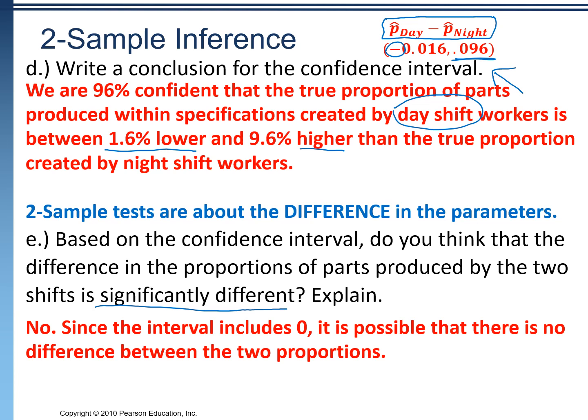That's because, since we're talking about the difference in parameters, if 0 is in this interval, it's possible that there's 0 difference, or in other words, there is no difference. They're the same value, and any difference that we see is just because of natural sampling variation. So again, if 0 is in there, they're not statistically significantly different. If it's not in there, that's when we can say there's a difference.